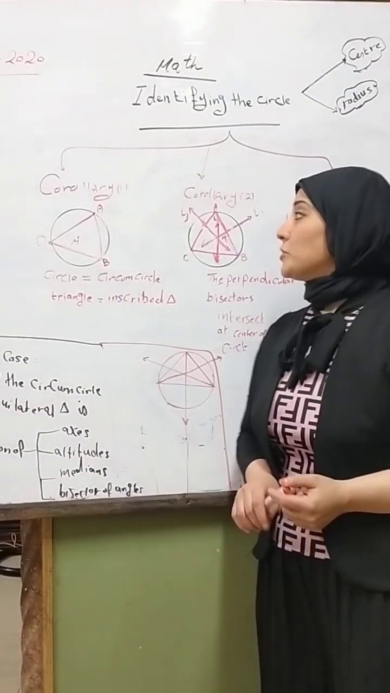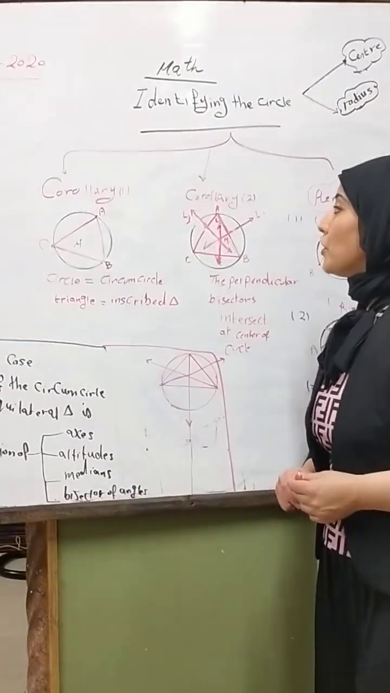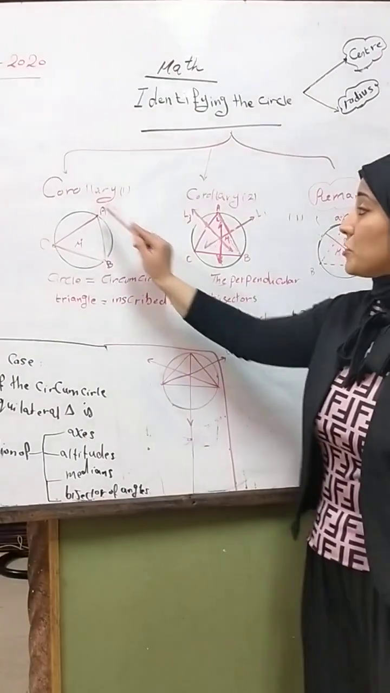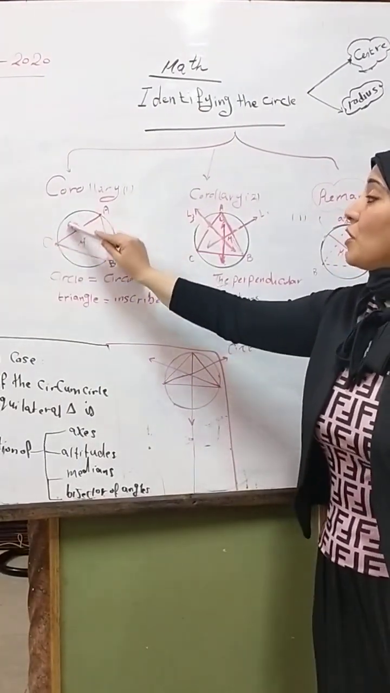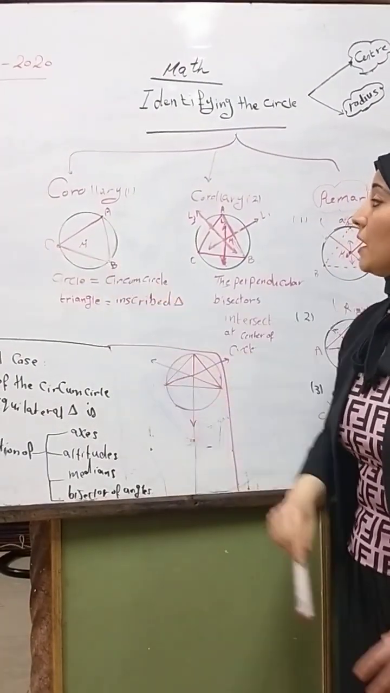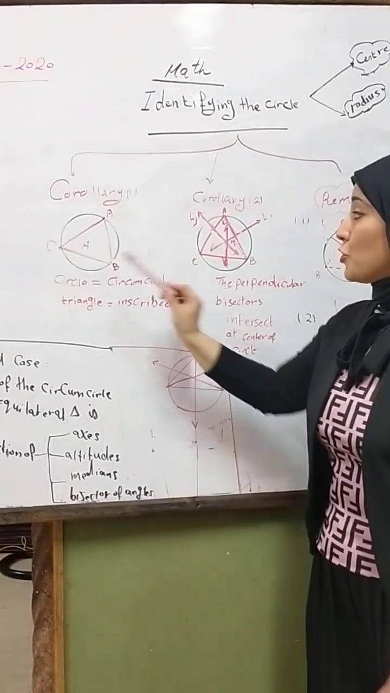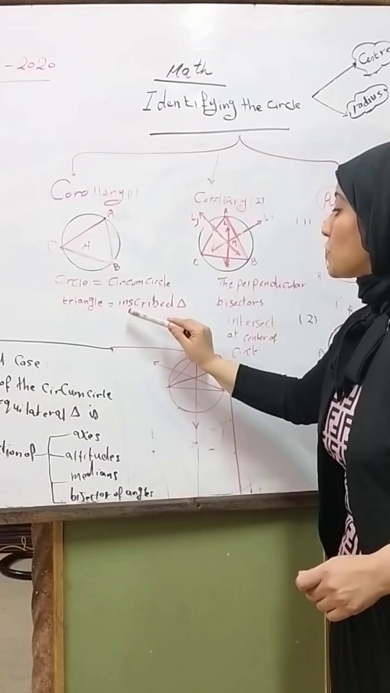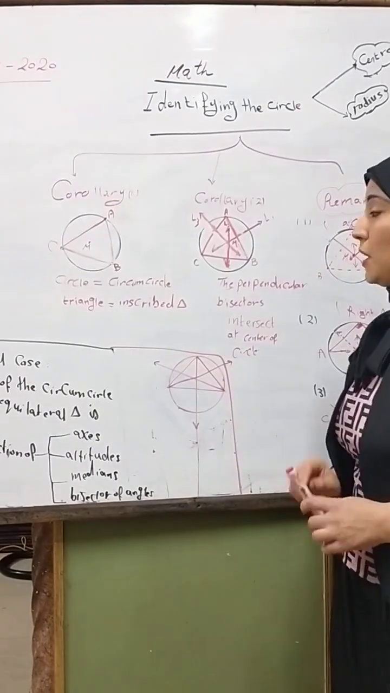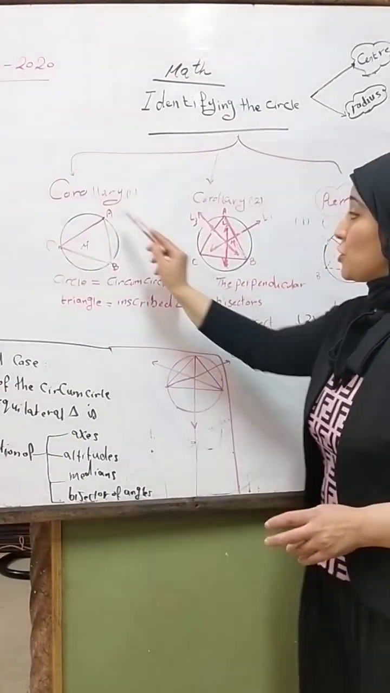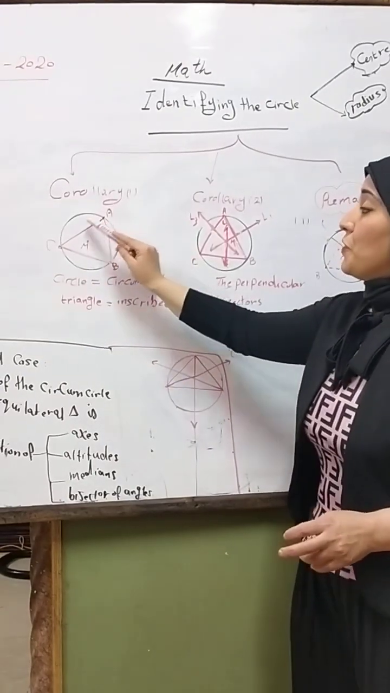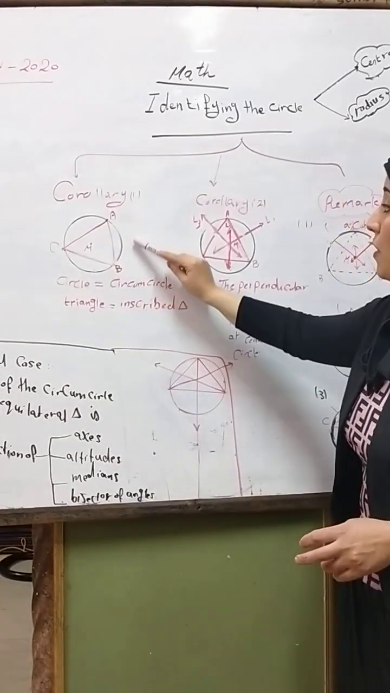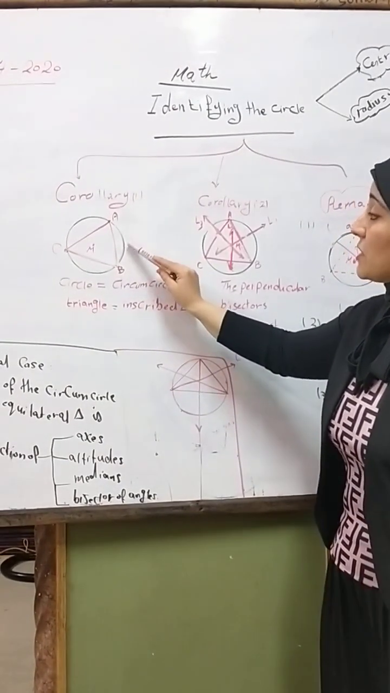We will talk about some important corollaries. The first corollary here is what? If we have a circle passing through the three vertices of triangle ABC, this circle is called a circumcircle, and the triangle is called what? It is called an inscribed triangle.